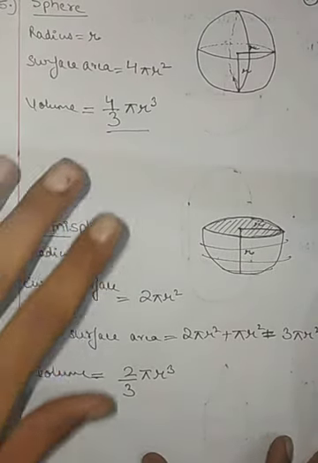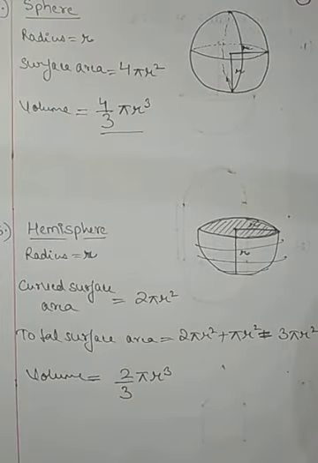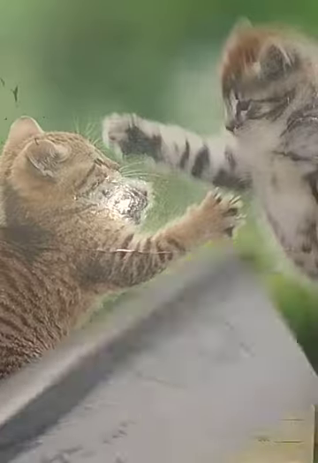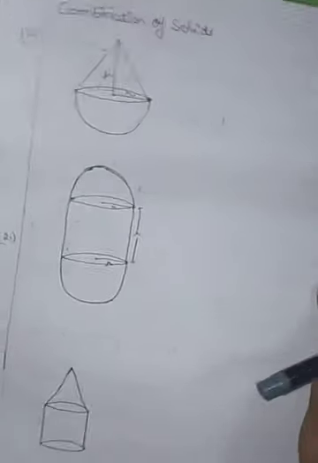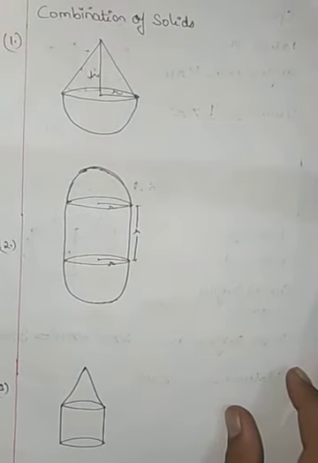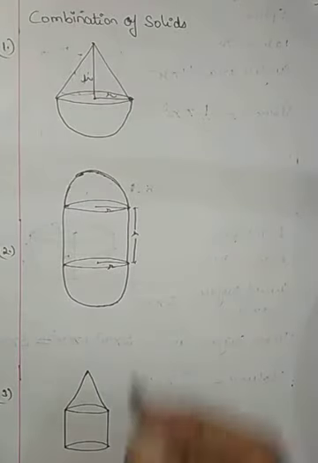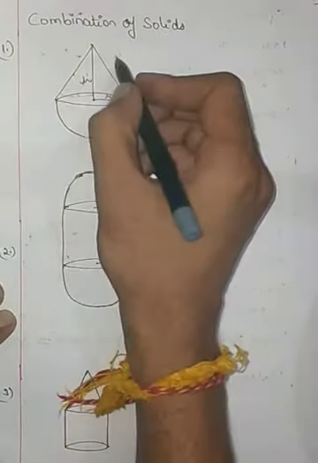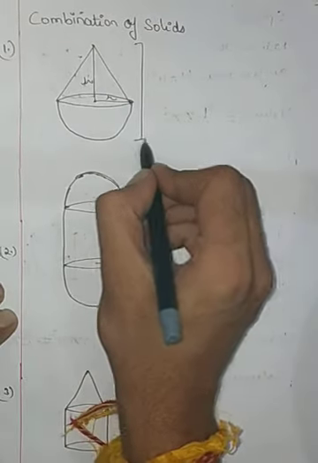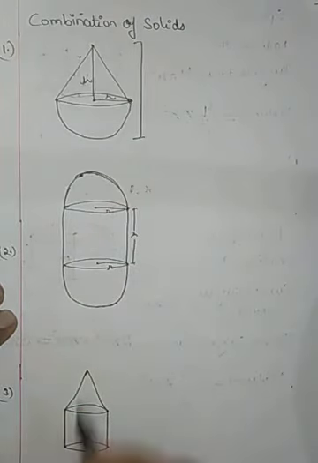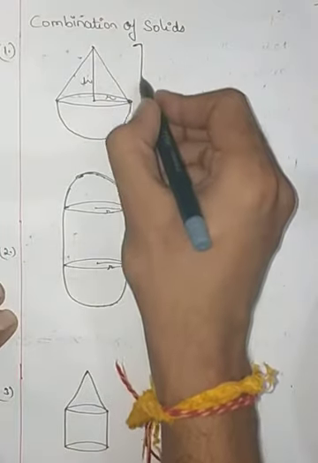So these were the things that we have studied in ninth class already. Now in this class we are going to study the combination of solids. Today we are just discussing the basics of this chapter. Like you can see this shape. Can you tell me what combination is there? Which two shapes are combined in this?